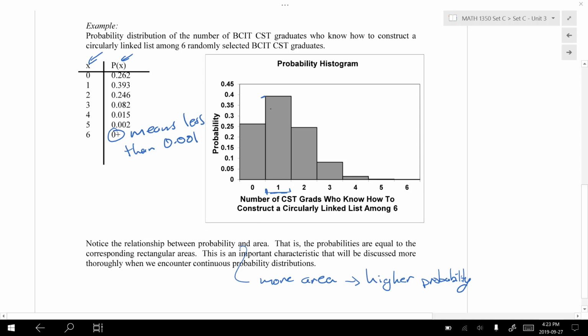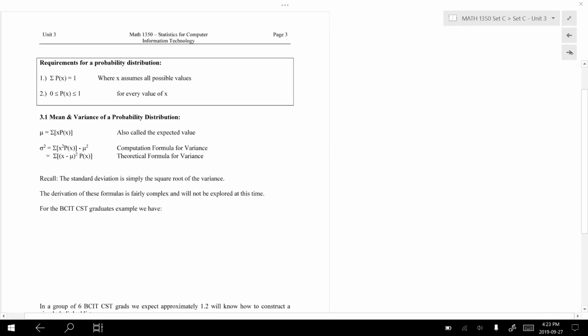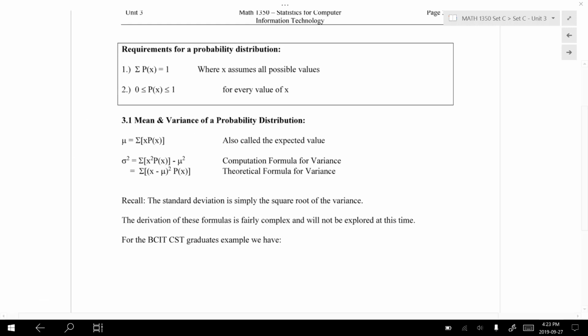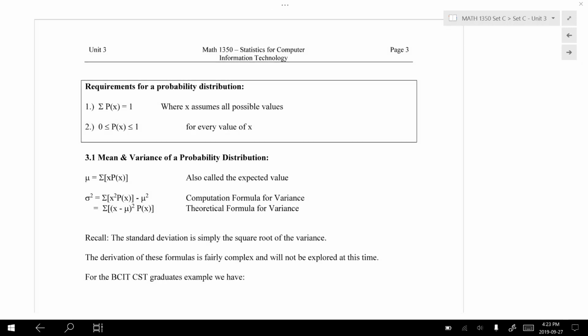So one of the CST grads knowing how to do this is the most probable outcome. Not being super kind to CST here. Okay, let's keep going then.